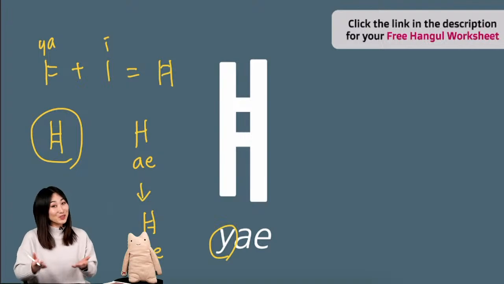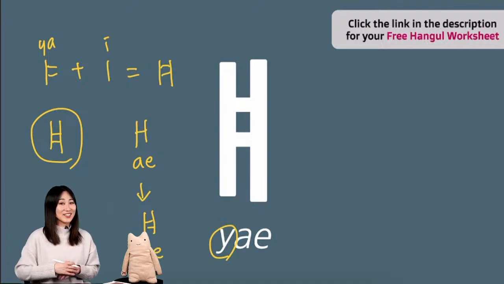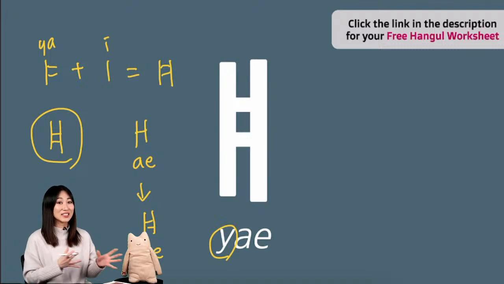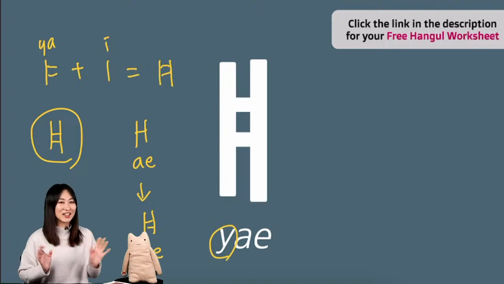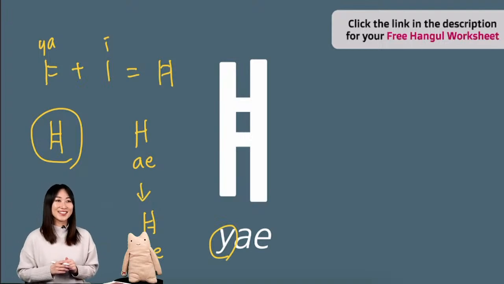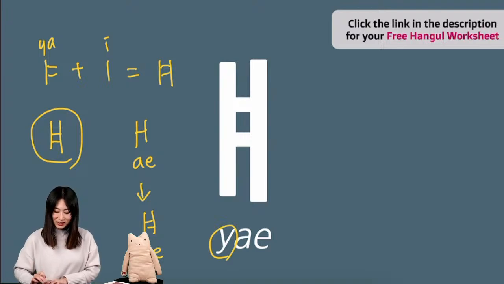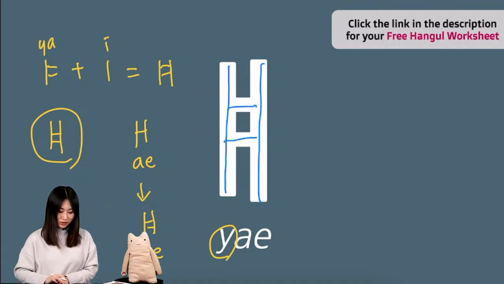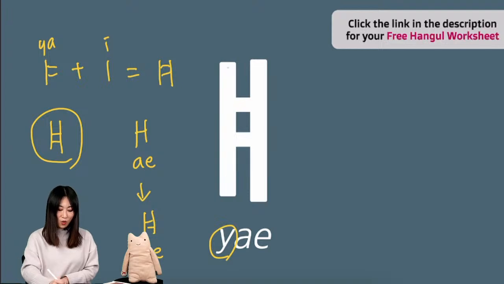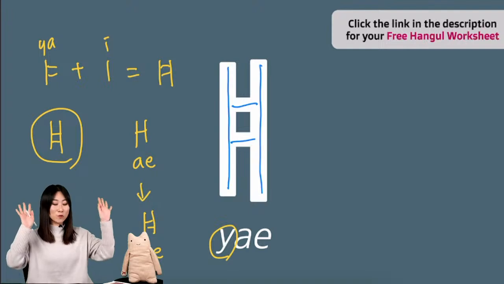Yes, you do have these sounds, right? Yeah. So it's a little different from ya in English. Yeah. Are you chim? Yeah. It's not ya, it's more like ye. Ye. Okay. So this is how Korean people write this vowel. 1, 2, 3, 4. So it has 4 strokes. Again, 1, 2, 3, 4. Yay, 4 strokes.